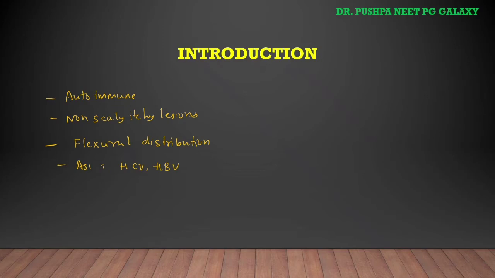Lichen planus is an autoimmune disease. It has usually non-scaly itchy lesions. It has flexural distribution and it can be associated with hepatitis C and hepatitis B virus.